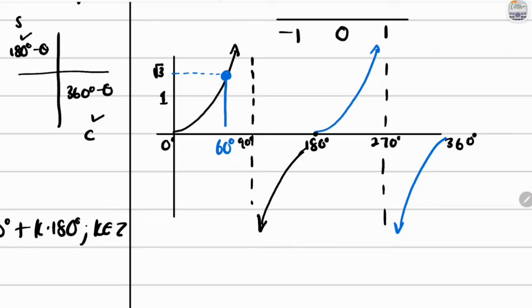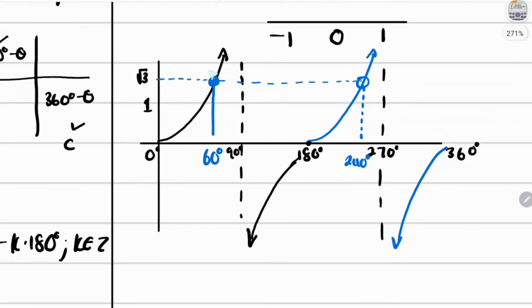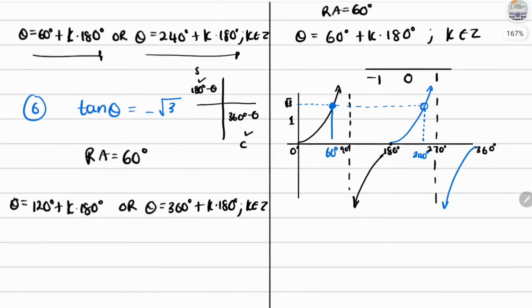Then, because of the nature of the tan graph, this same solution will repeat itself 180 degrees later. As you can see, if we keep going, this is where the tan graph has a y value again of the square root of 3. And this happens at 240 degrees. So that's the reason why you don't have to repeat yourself here again. Because with the tan graph, you just need that solution. And then you need to say plus k of 180 degrees because it will keep repeating itself if you go towards the positive side of the x-axis and the negative side of the x-axis. Okay, so I hope that makes sense.